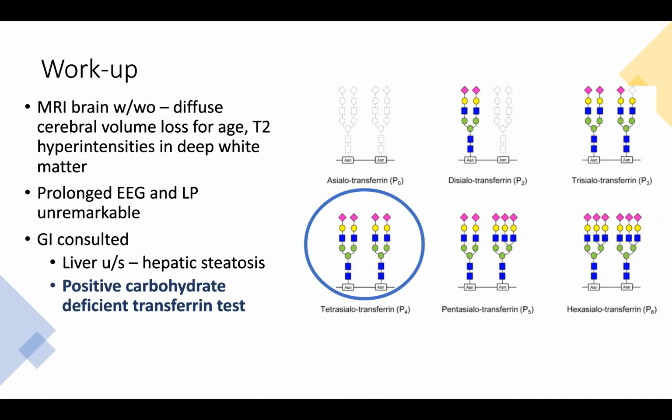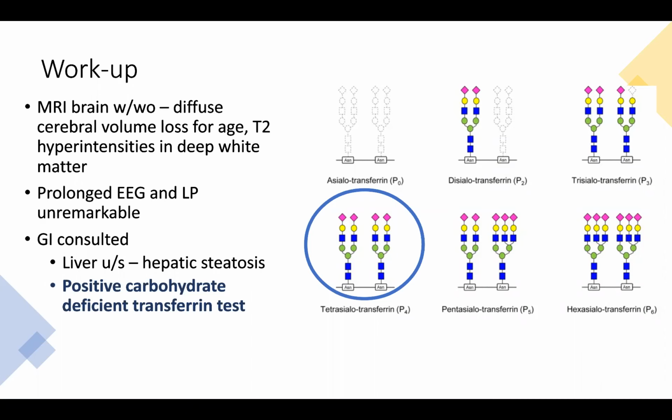His workup included the following. He had an MRI brain, which showed diffuse cerebral volume loss for his age. He had prolonged EEG and LP with CSF studies that were unremarkable. GI was consulted for the transaminitis. A liver ultrasound showed hepatic steatosis. And of the multitude of studies that were sent, he came back positive with the carbohydrate deficient transferrin test.